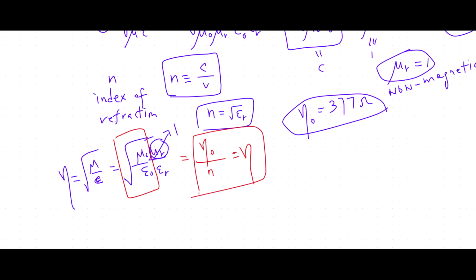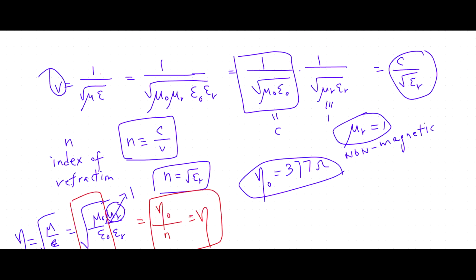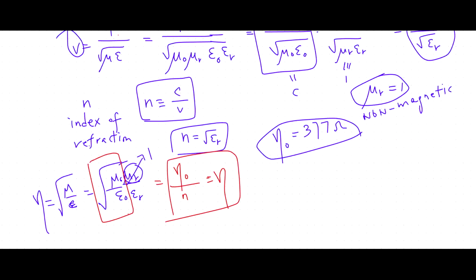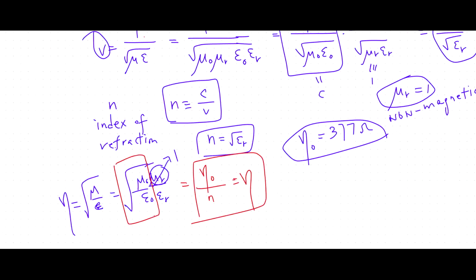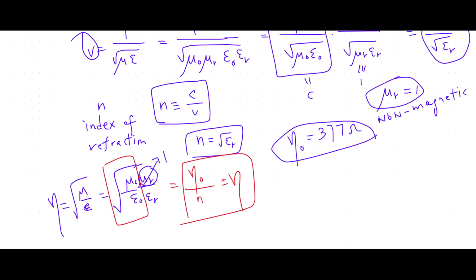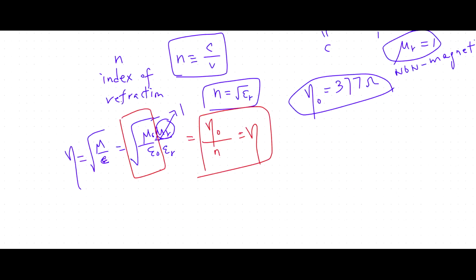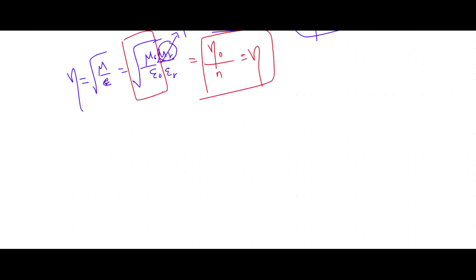The wave impedance is just equal to 377 divided by the index of refraction. What is the index of refraction? Square root of epsilon r. How do I get that? By looking at the ratio of the velocity. Are you with me? If you are, we are ready to do the example. Any questions? Okay, now we are ready.